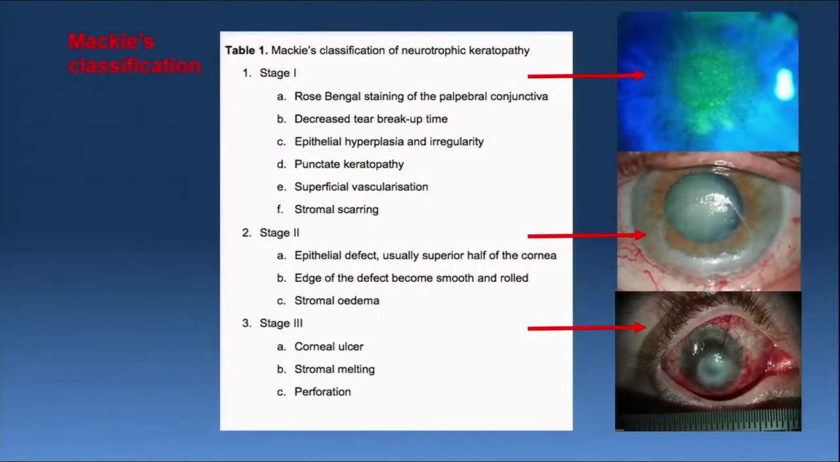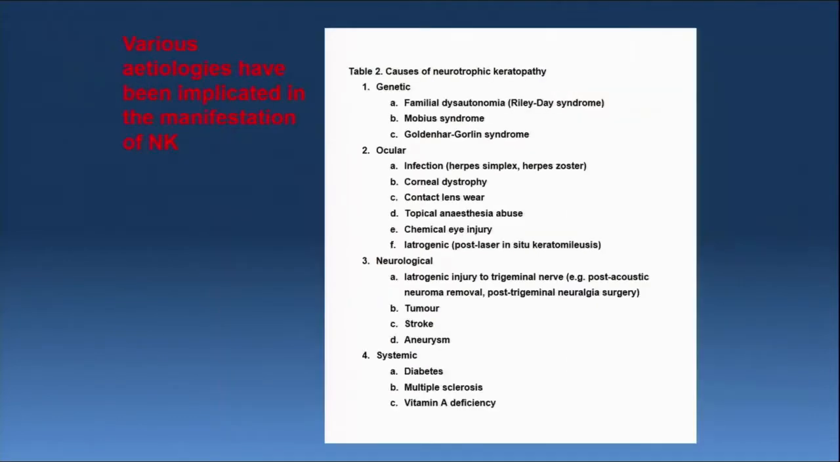This is the Mackie classification that you're probably familiar with. You have three stages. Stage one, as in the photograph at the top, has purely epithelial problems: epithelial thickening, hazy epithelial keratitis, a little bit of stromal scarring, but not necessarily loss of epithelium. In stage two, you have a persistent epithelial defect with rolled edges, and on the photograph you can see that around the defect the epithelium is loose as well, but the stroma is still not affected. Stage three is when you start to have corneal ulceration, stromal melt, which can lead to perforation.